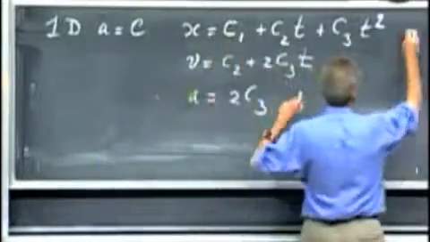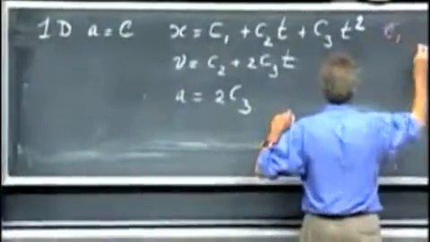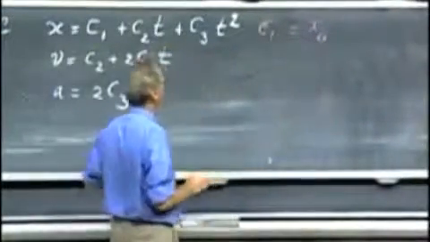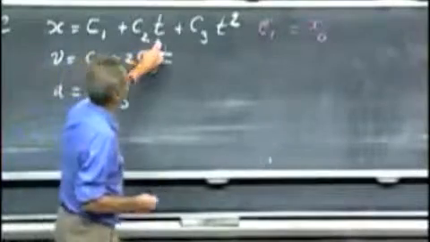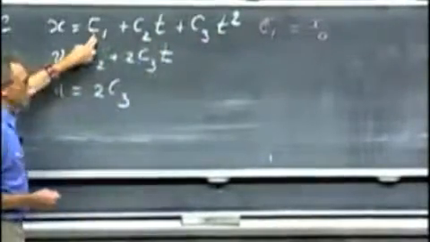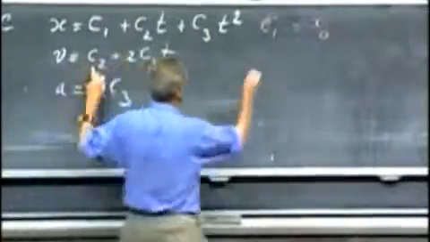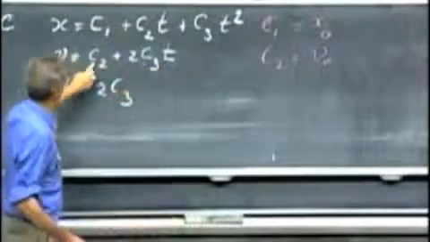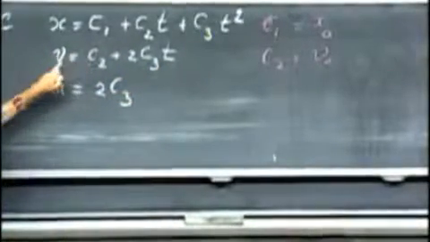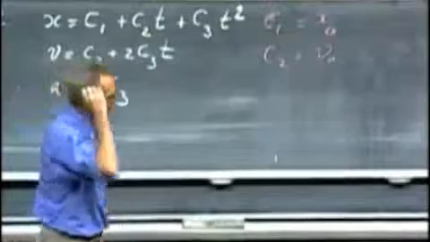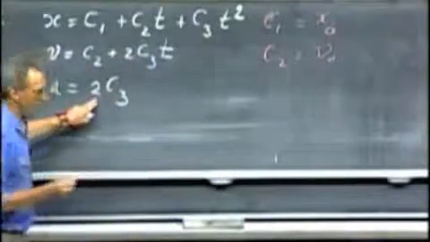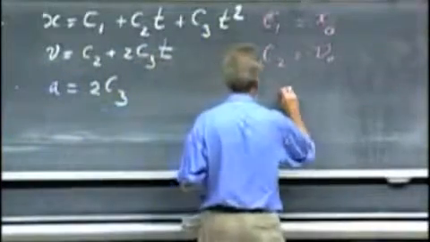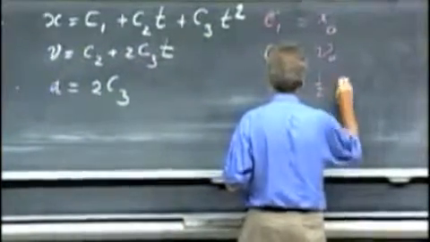Clearly, c1 is the position of x at time t equals 0, for which we often write an x0, because when t is 0, that is where x is. c2 is really the velocity at time t equals 0, because when t is 0, that's when c2 is v. And the acceleration is not changing with time, is 2c3, therefore c3 is half the acceleration.